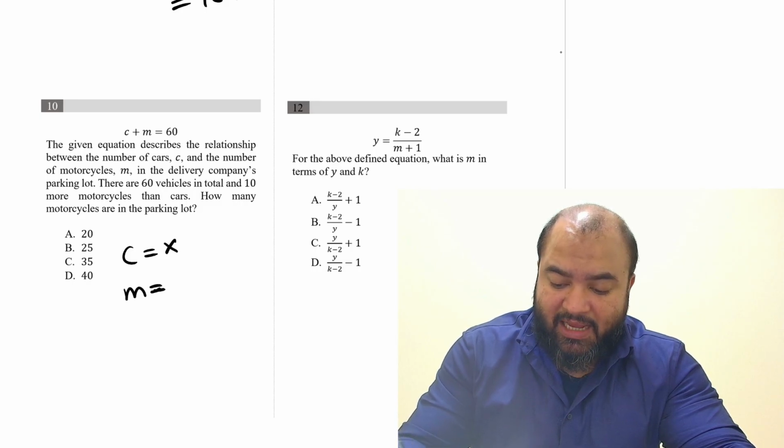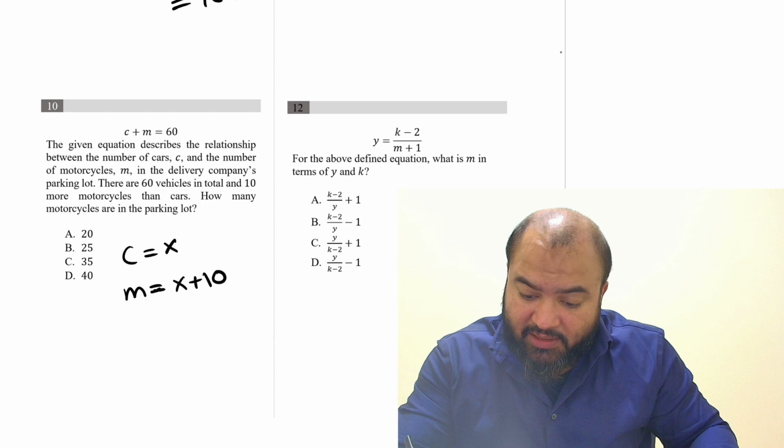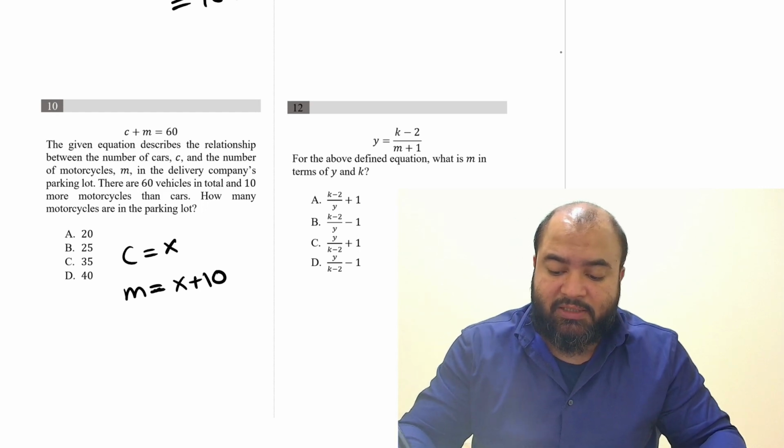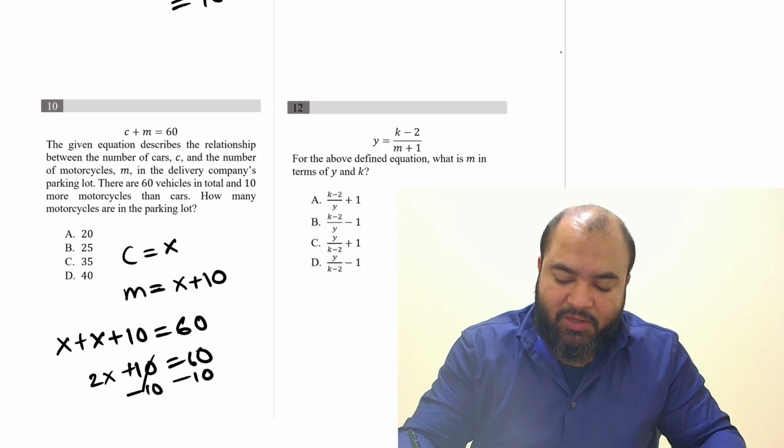So I can say car is X, and motorcycle is 10 more than X, right? Can I say that? So there are 60 vehicles in total and 10 more motorcycles. Okay, how many motorcycles are there? So I can make an equation: X plus X plus 10 is 60. So 2X plus 10, this one is pretty easy, minus 10.